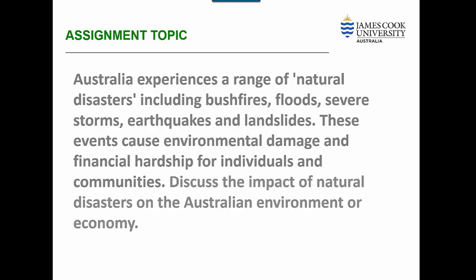Let's unpack this topic to work out the elements of the assignment. First, let's determine the context of the assignment in this case. The first two sentences tell us what the topic is about. It would be natural disasters and their effects on the community. The next thing to look for would be the task words. This is what the topic is asking us to do. In this case, it would be discuss, but other common task words would be describe, compare, contrast, and summarize.